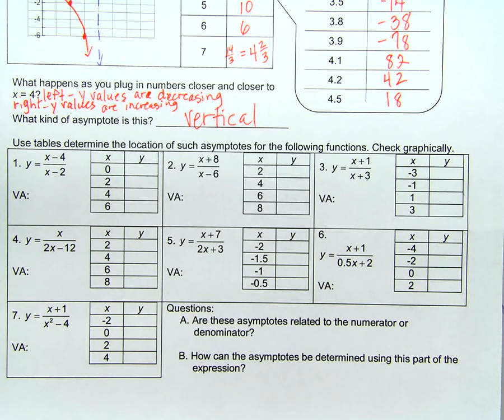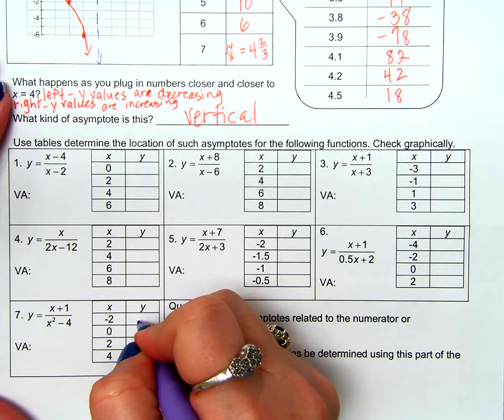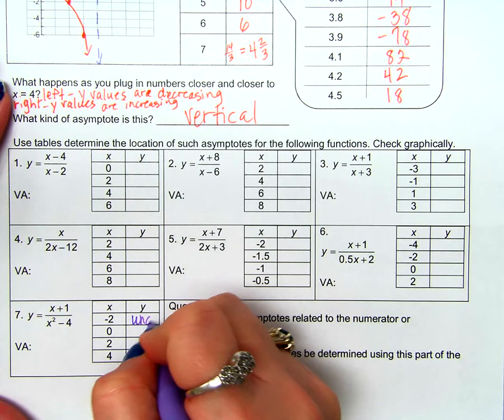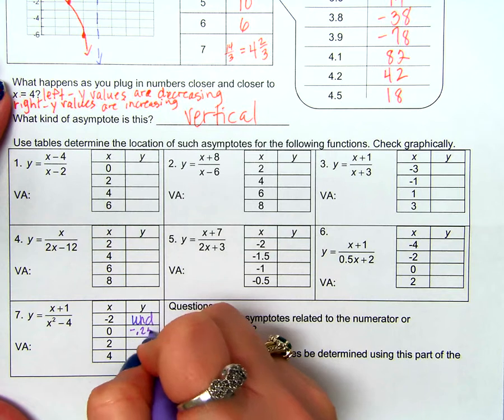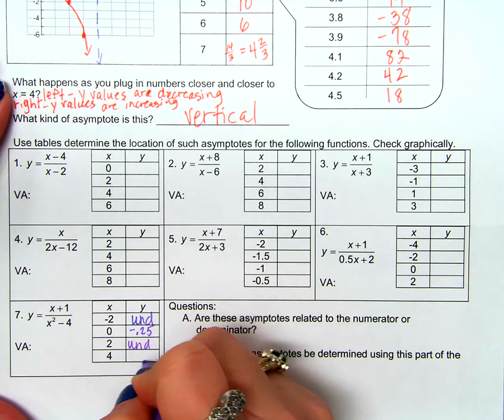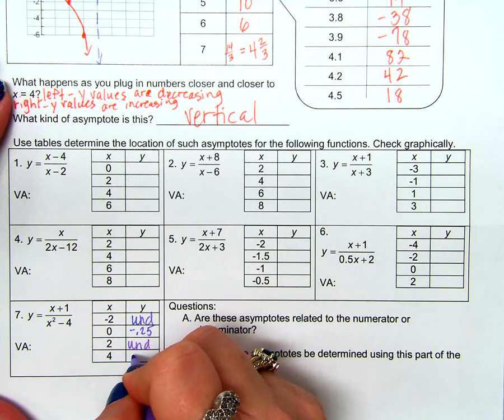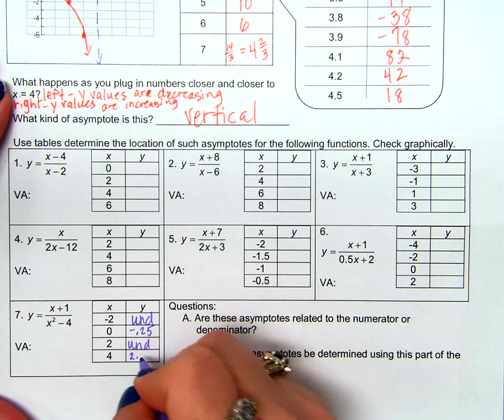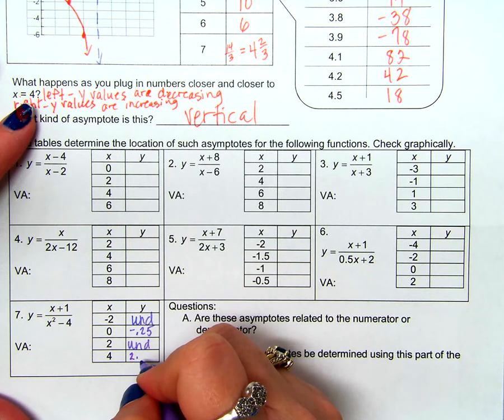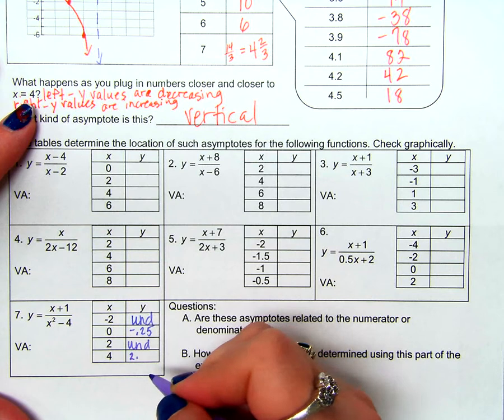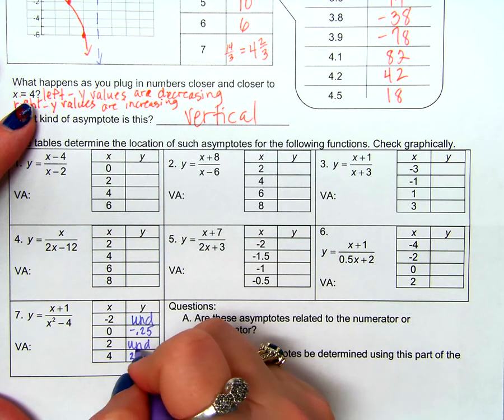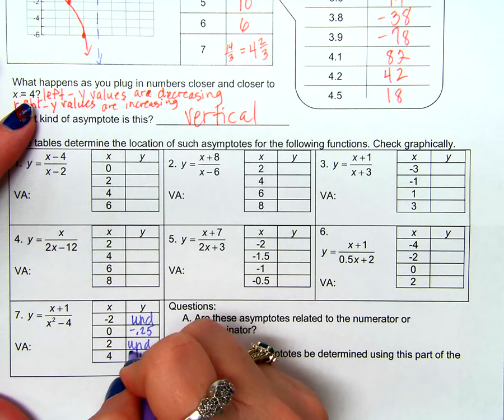Anybody got one yet? I got 4. You got 7? Read me 4 or 7. Undefined, negative 0.25, undefined, 5/12. 5 twelfths? 2 and 2 fifths? 5 twelfths is not 2 and 2 fifths. I can't simplify right now. 5 twelfths. I'll put 5 twelfths. How about that?